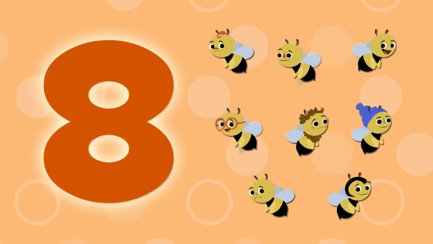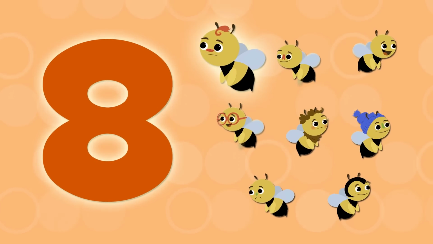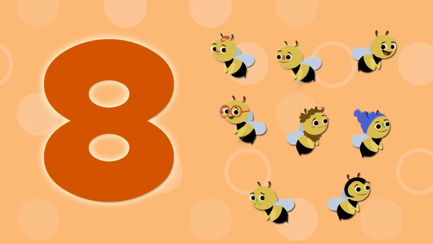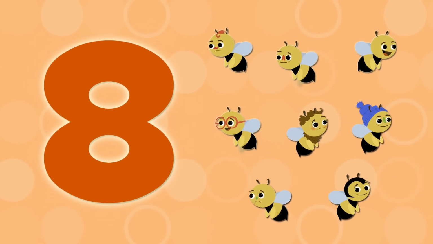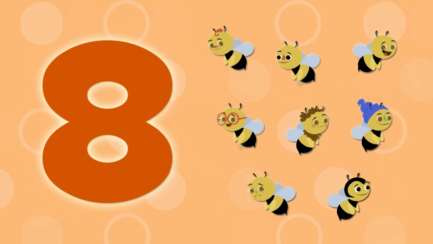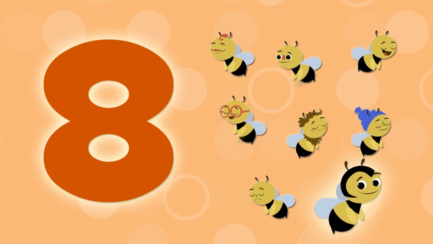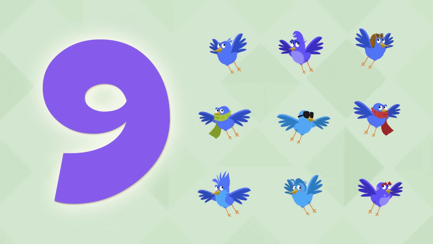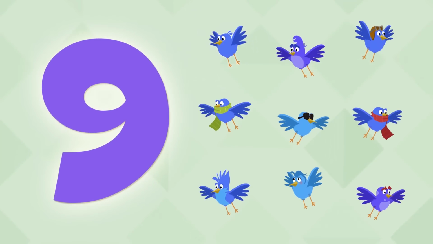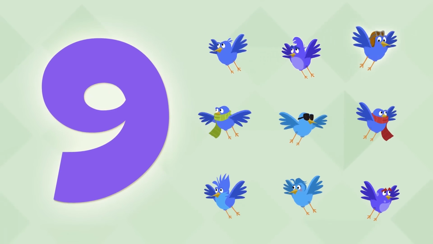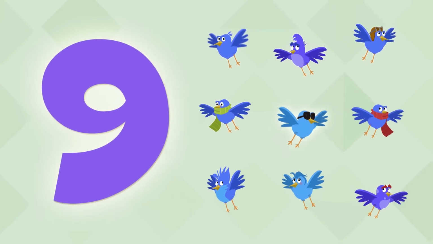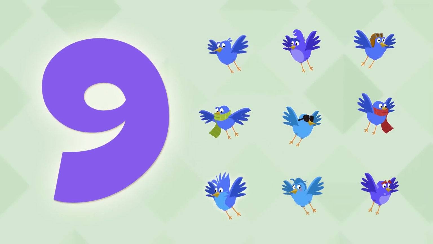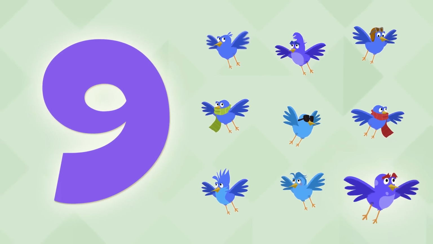Number eight is this one here. There are eight bees. One, two, three, four, five, six, seven, and eight. This is number nine. There are nine birds. One, two, three, four, five, six, seven, eight, and nine.